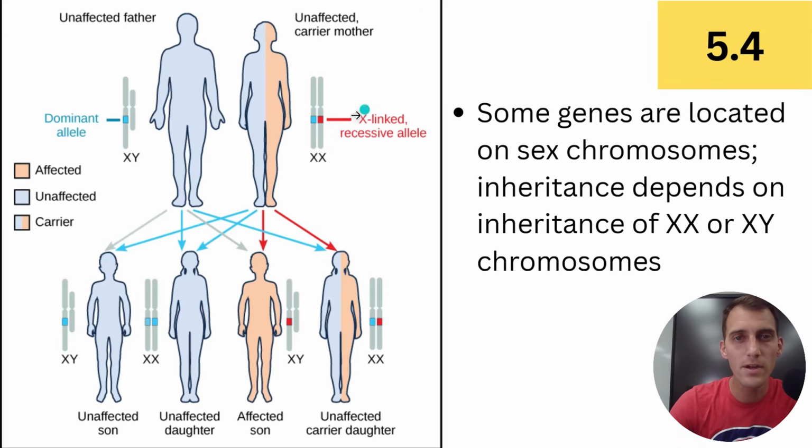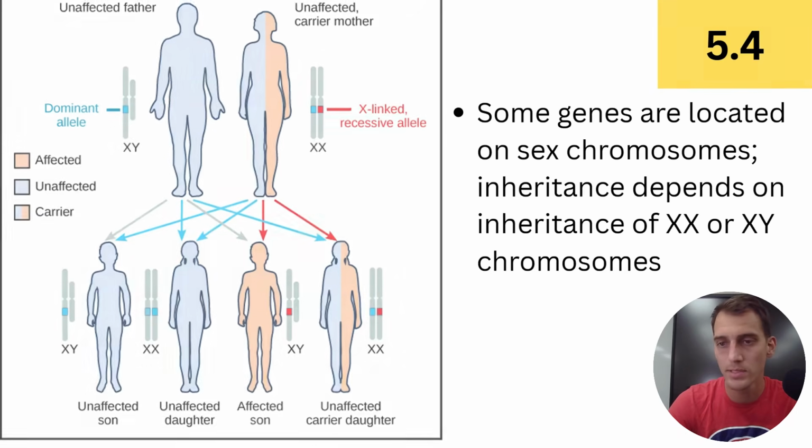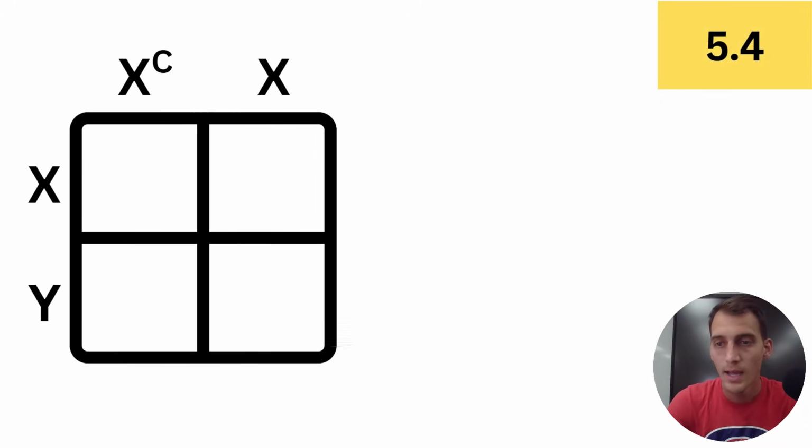Now, check it out. If there's a recessive allele located on the X chromosome, then some interesting stuff happens. If these two have kids, they have the possibility of producing a son without this X recessive allele. They have a possibility of producing an unaffected daughter, the possibility of producing a son that's affected by a disease, and then a daughter who's a carrier. Now, what does that exactly mean? I'm going to put this in a Punnett square again because Punnett squares are easy to understand.